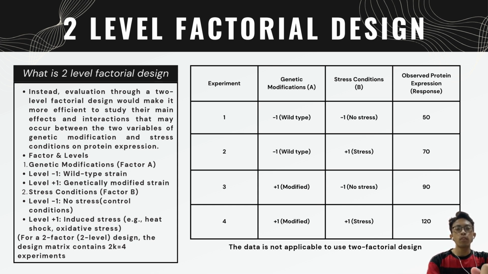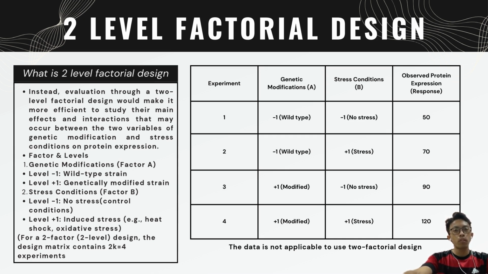Next, why do we use this two-level factorial design? This design is particularly efficient because it requires fewer experiments compared to testing all possible combinations. Other than that, it allows us to analyze both main effects and how factors influence each other.